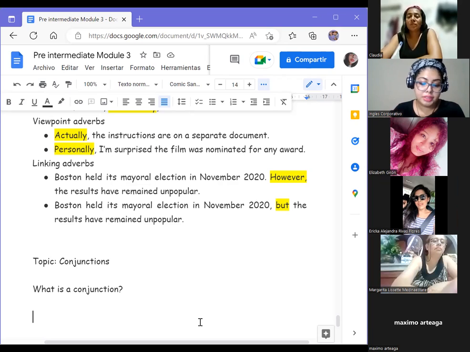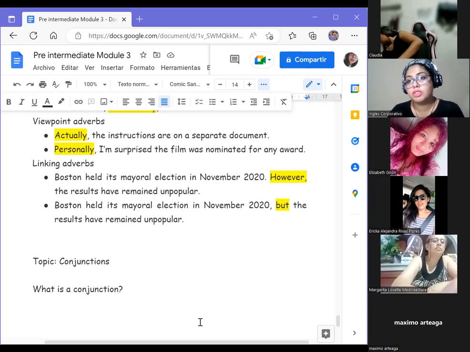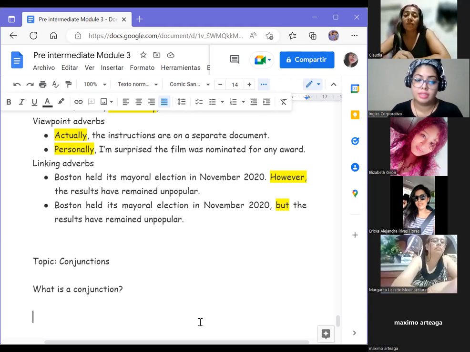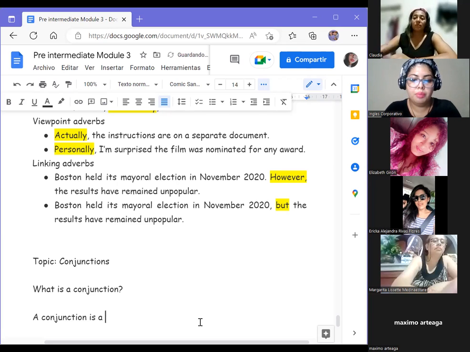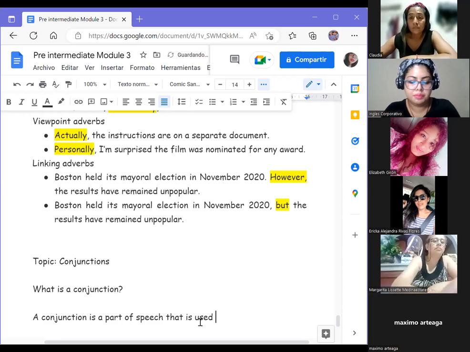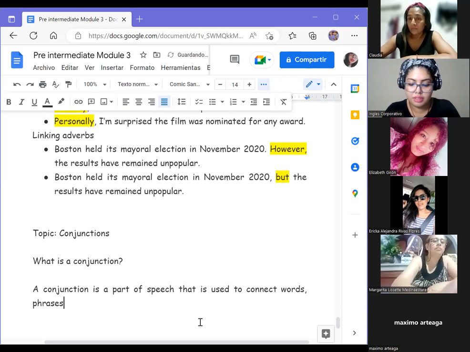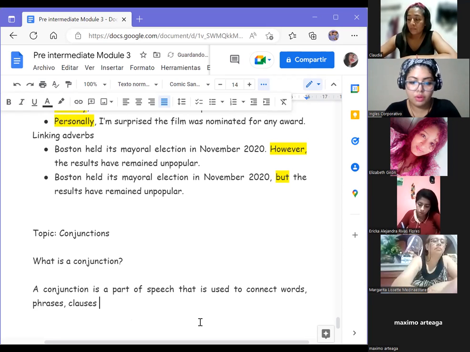So, we know that a conjunction is a part of speech. We know that we have some categories of words in English that form part of the parts of speech. We have the verbs, we have the adverbs, we have the adjectives, and in this case, we have the conjunctions. So conjunctions are used to connect words, phrases, clauses, or sentences. So a conjunction is a part of speech that is used to connect words, phrases, clauses, or sentences.